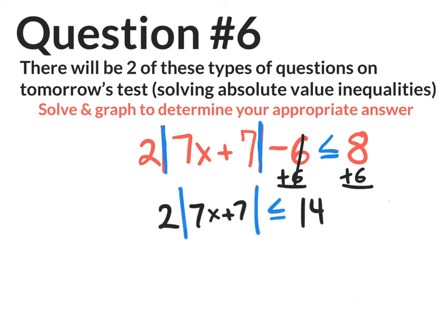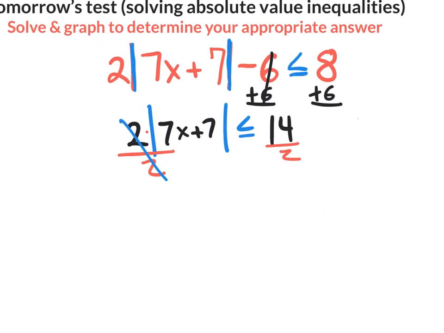Now we still need to get rid of that multiplication of 2 out here in the front. So the way to get rid of something is to do the opposite. The opposite of multiplying by 2 is dividing by 2. So that cancels out. And what you do to one side, you must do to the other side. And our new absolute value equation, running out of space here, will be that the absolute value of 7x plus 7, closed absolute value, is less than or equal to 7.